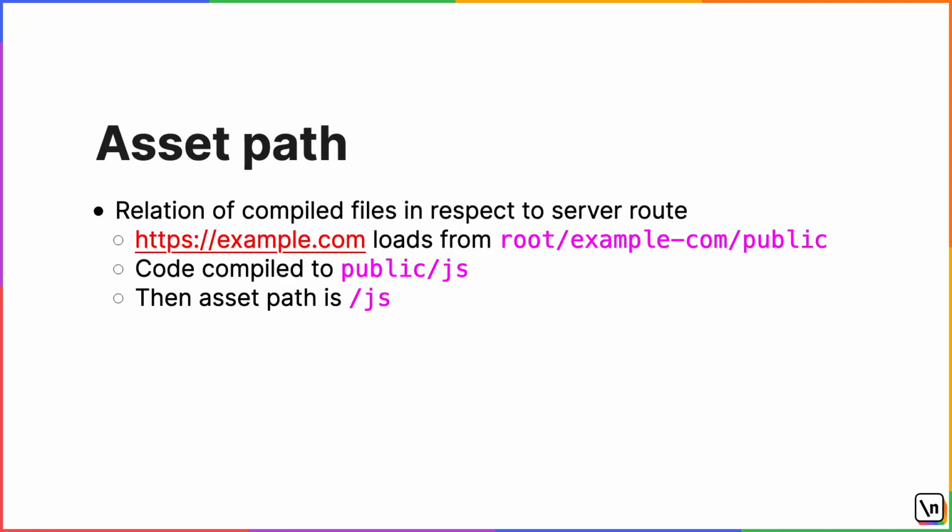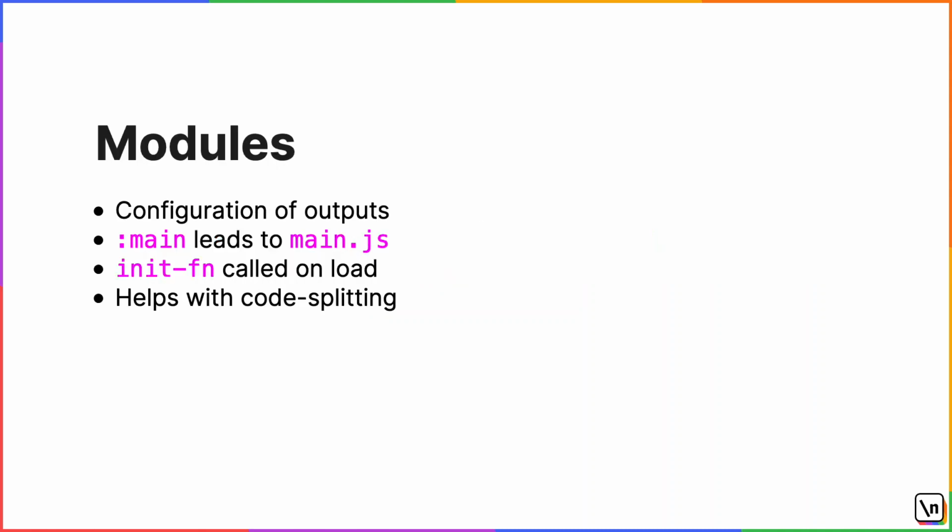The asset path defines the location of compiled resources in relation to the web server. For example, if your web server is configured to serve a static website on https://example.com from root example.com/public and you compiled your code to the public/js directory, then your asset path relative to the web server is /js. If a file called public/index.html needs to include a compiled script, then it can do so at example.com/js/main.js. Modules configuration is a map of outputs that need to be produced. This helps with code splitting.